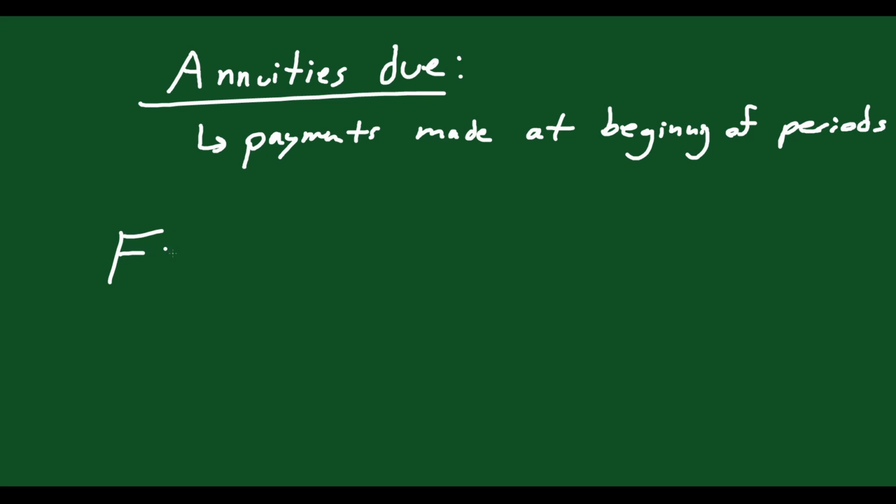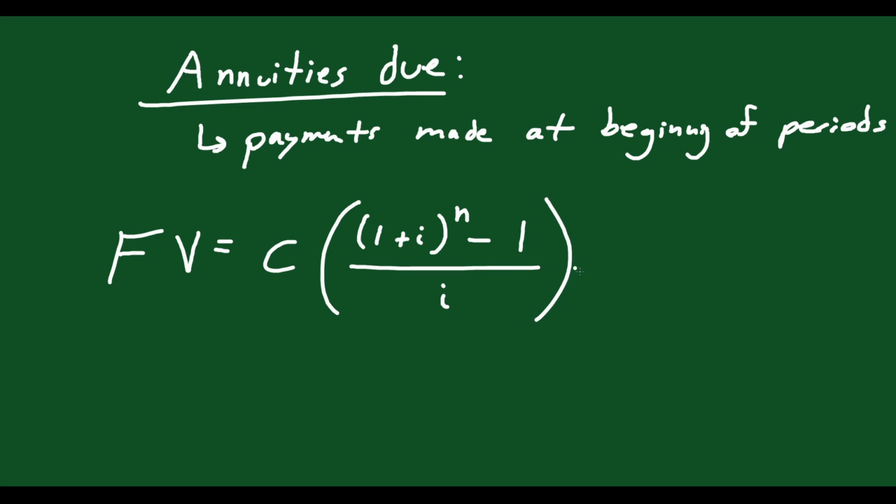So the future value of an annuity due is equal to C times (1 plus I to the exponent n minus 1) over I, times 1 plus I. That 1 plus I accounts for the extra month in the beginning because you're growing this for an extra month compared to the ordinary annuity, because the payment's made at the beginning of the month versus at the end of the month, or I shouldn't say month, whatever the period is, right?